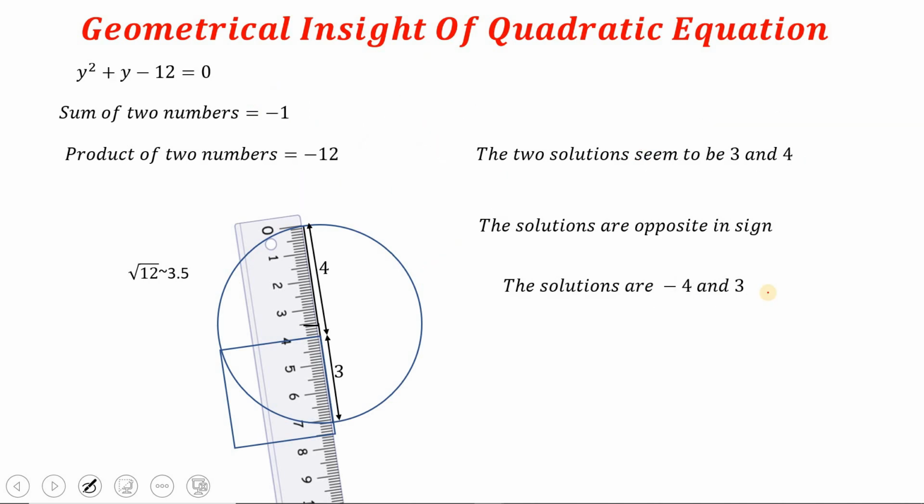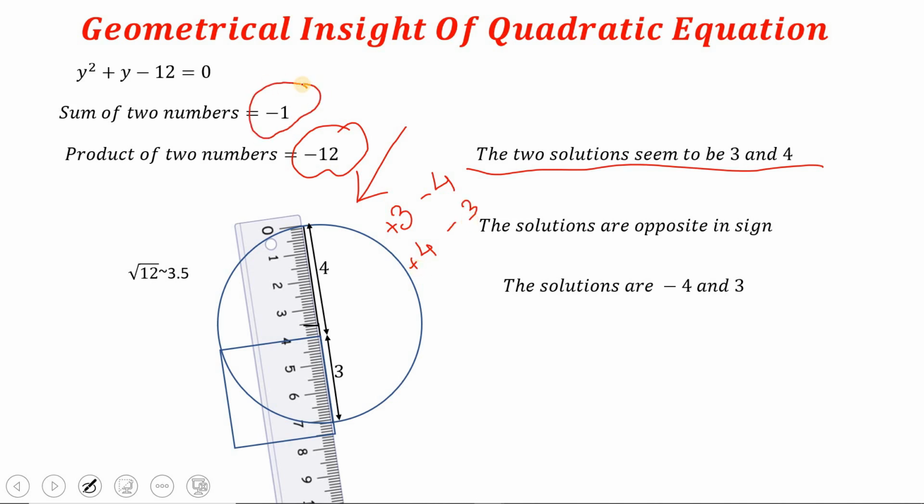Let's again change this problem where I change the sign of this coefficient. Now the sum of two numbers will be minus 1. We can proceed in the same process, and the two solutions seem to be 3 and 4. But since the product is negative, we can get two feasible solutions as plus 3 and minus 4, or plus 4 and minus 3. Since the sum of two numbers is minus 1, plus 3 and minus 4 will be the feasible solution over here.